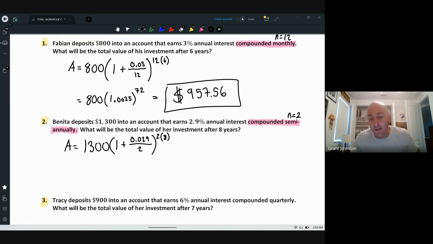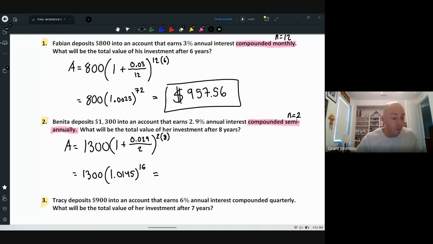So if you're comprehending this, we're taking that 2.9% and we're dividing it by 2 because it's done semi-annually. And since we're doing it semi-annually for 8 years, I'm going to do 2 times 8. So it's going to be compounded 16 times. So 1,300, 0.029 divided by 2, add it to 1. I got 1.0145. And like I just said, 2 times 8 is 16, meaning since we're doing it semi-annually for 8 years, we're going to do it 16 times. So that's the kind of comprehension of the formula. But you really just need to know how to use it.